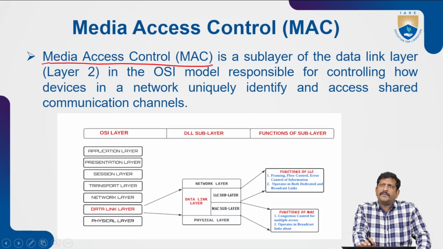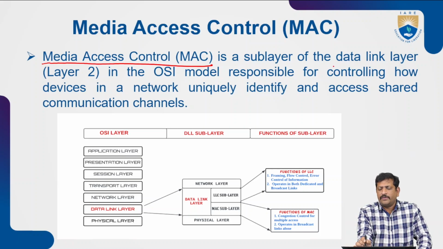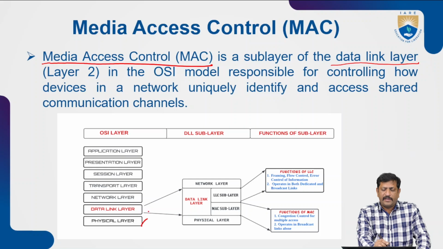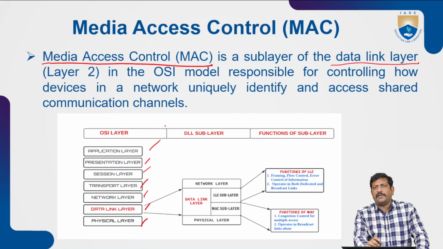It is a sublayer of the data link layer in the OSI reference model. The OSI reference model has 7 layers: physical layer, data link layer, network layer, transport layer, session layer, presentation layer, and application layer. From those 7 layers, the data link layer is the second layer. MAC, media access control, is a sublayer in the data link layer.